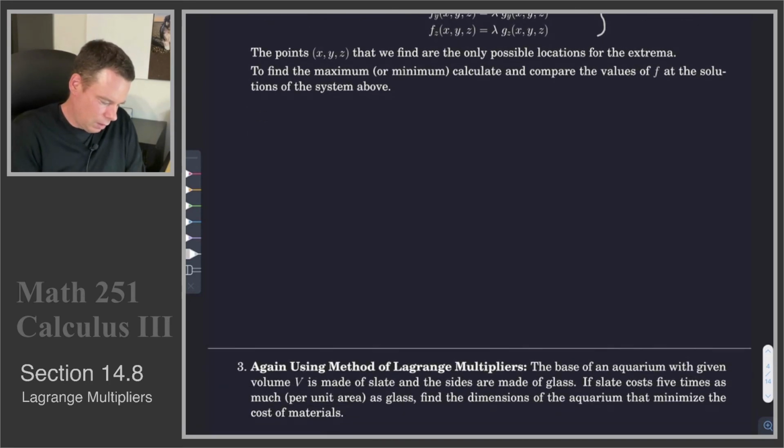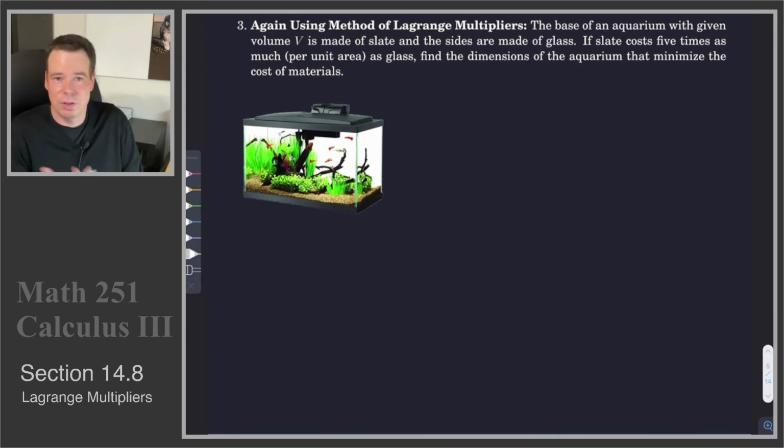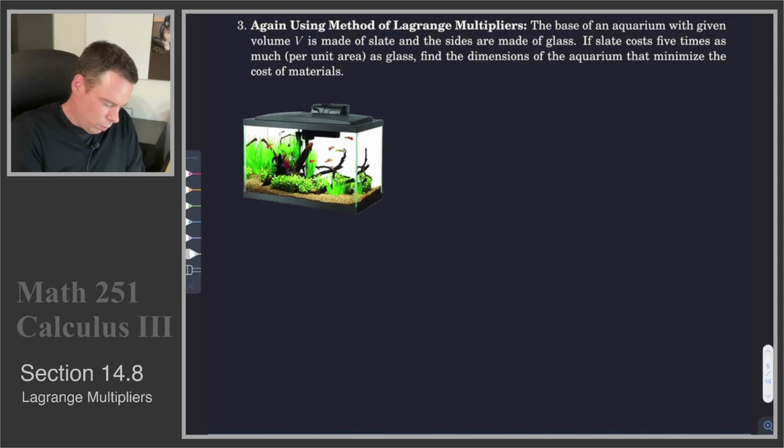So let's go ahead and do an example, a familiar example, one we already know the answer to because we just did it using the techniques from 14.7. So what do we have? Well, we have our cost function. This cost function is the same. This is the thing we want to find the max or minimum of. So that's 5xy plus 2xz plus 2yz.